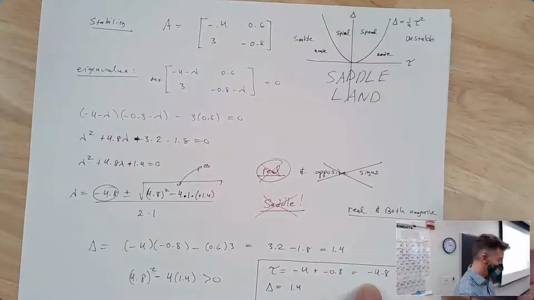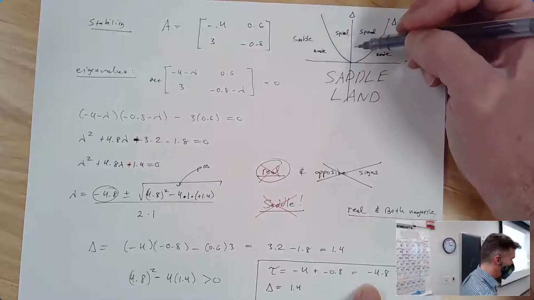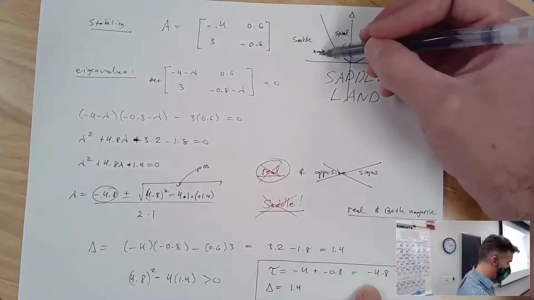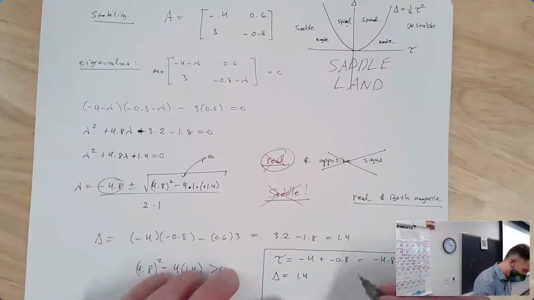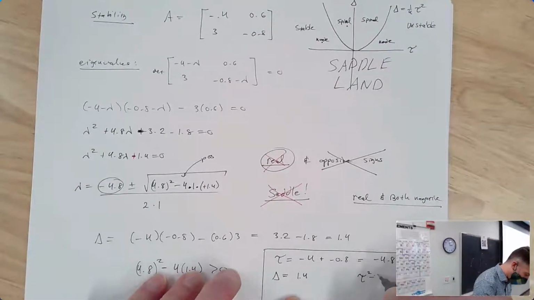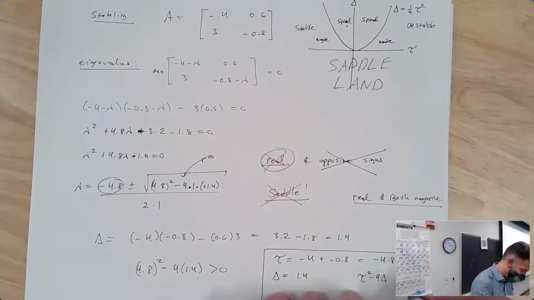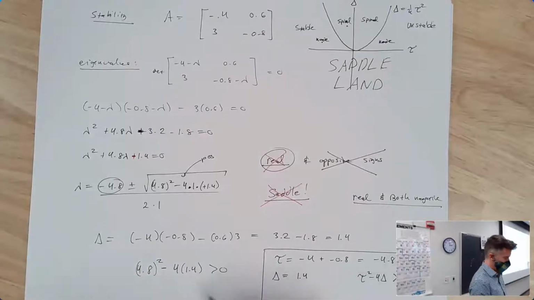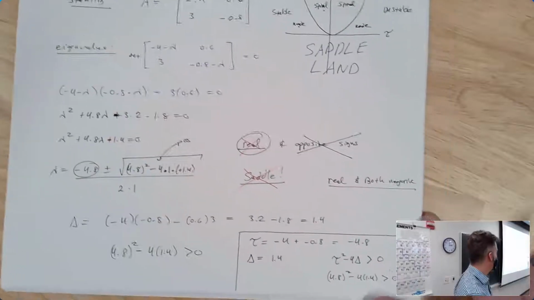So we're somewhere up here, but we're definitely in stable land because our trace is negative. And so we only have to determine, are we a node or are we a spiral? Meaning are eigenvalues real or complex? And that totally depends on if your tau squared minus 4 delta is positive or negative. And in this case, it is positive, right? We just literally calculated that, the 4.8 squared minus 4 times 1.4.